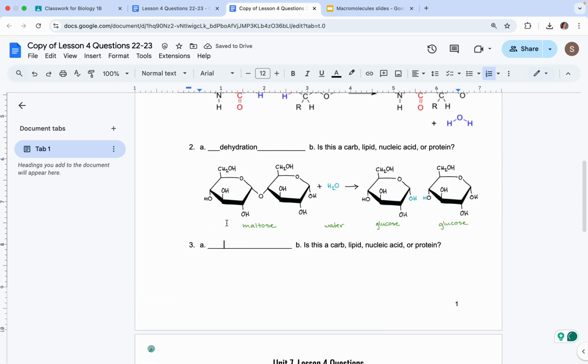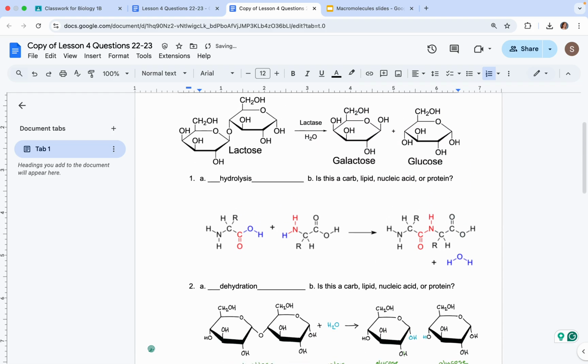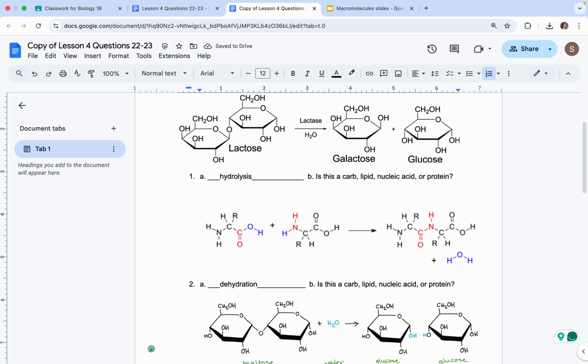Number 3, we have one big molecule here. We add water, and now we have two smaller molecules. So this would be hydrolysis. Okay, it's really that simple.